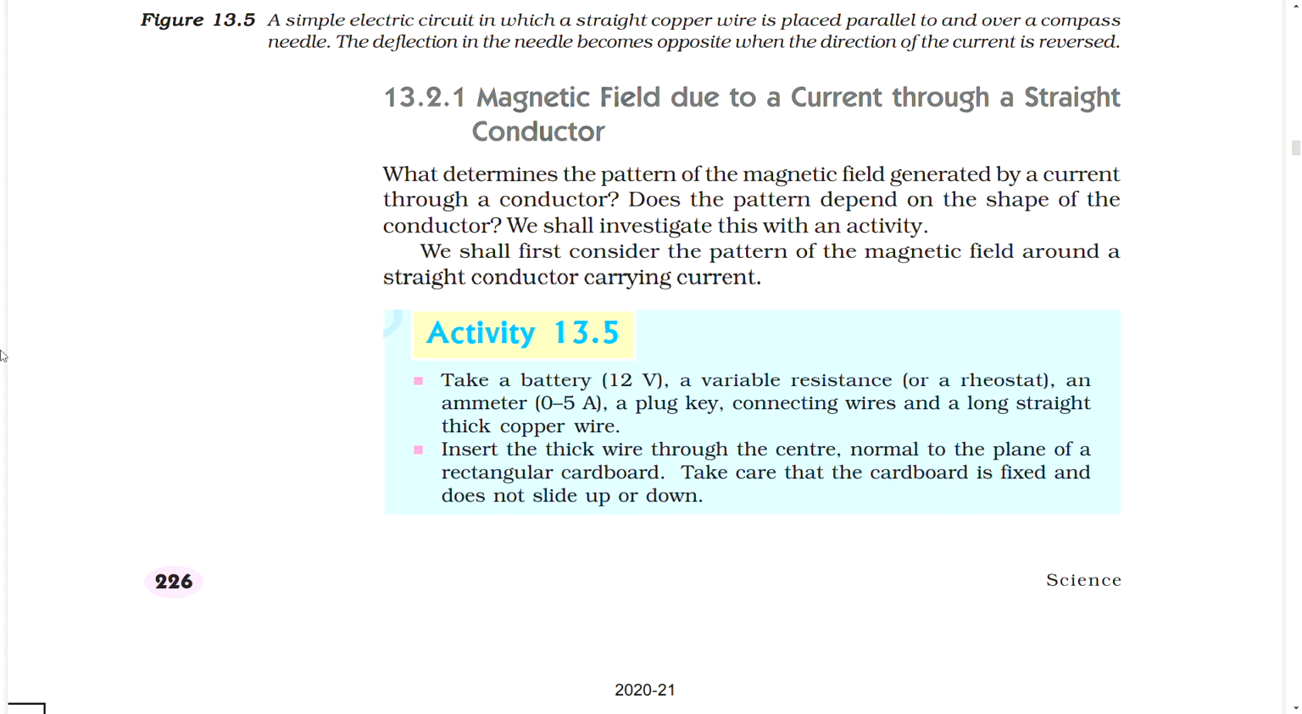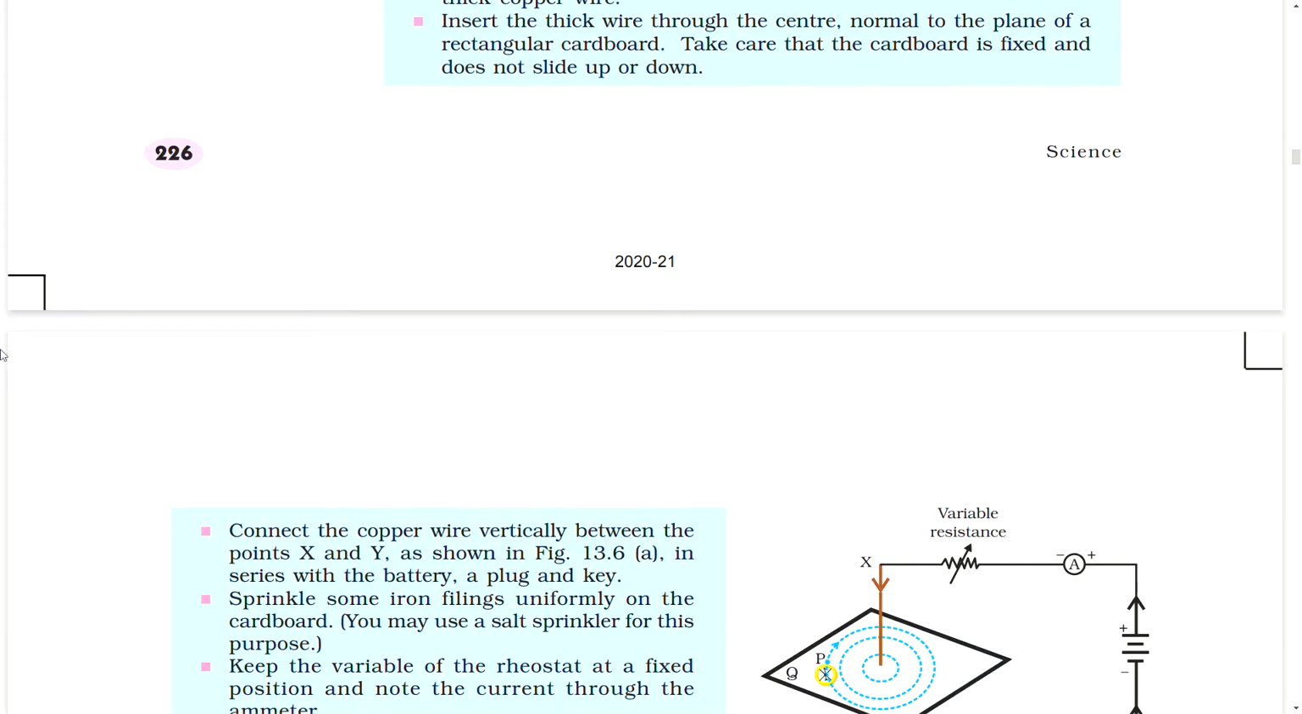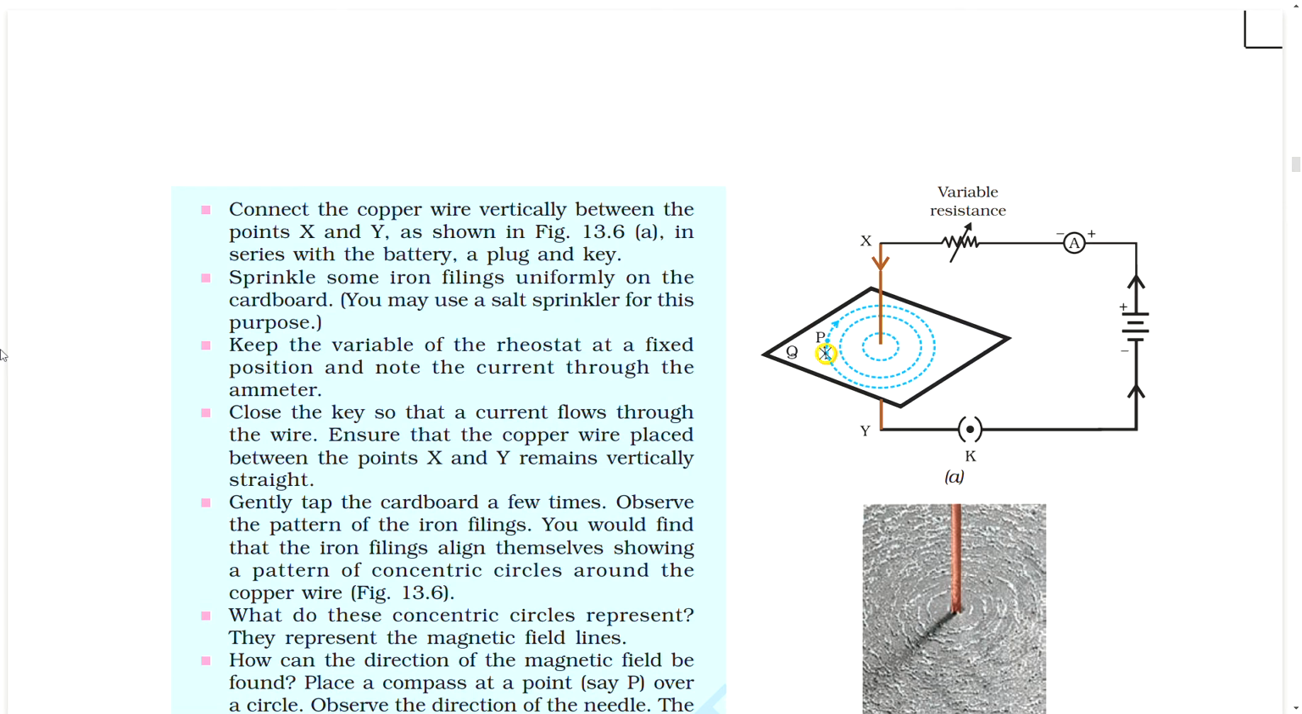Activity. Take a battery of 12 volt, a variable resistance or a rheostat, an ammeter 0-5 ampere, a plug key, connecting wires and a long straight thick copper wire. Insert the thick wire through the center, normal to the plane of a rectangular cardboard. Take care that the cardboard is fixed and does not slide up or down. Connect the copper wire vertically between the points X and Y as shown in figure A, in series with the battery, a plug and key. Sprinkle some iron filings uniformly on the cardboard. You may use a salt sprinkler for this purpose.